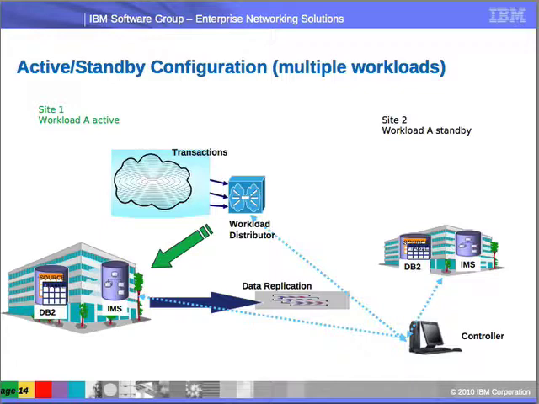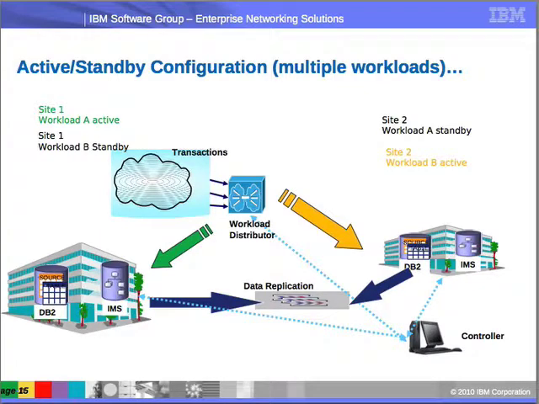So you have workload A active as previously, and we direct all transactions for that workload over to site 1. The next slide you'll see, now we have another workload called workload B. In this case, since it's operating on different data and has a different set of applications, we can treat it differently in the GDPS active configuration.